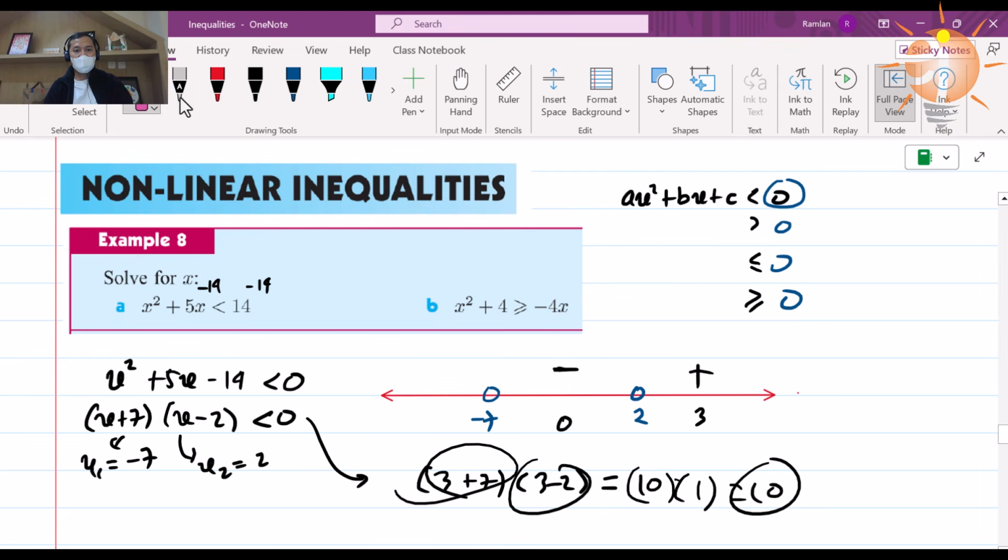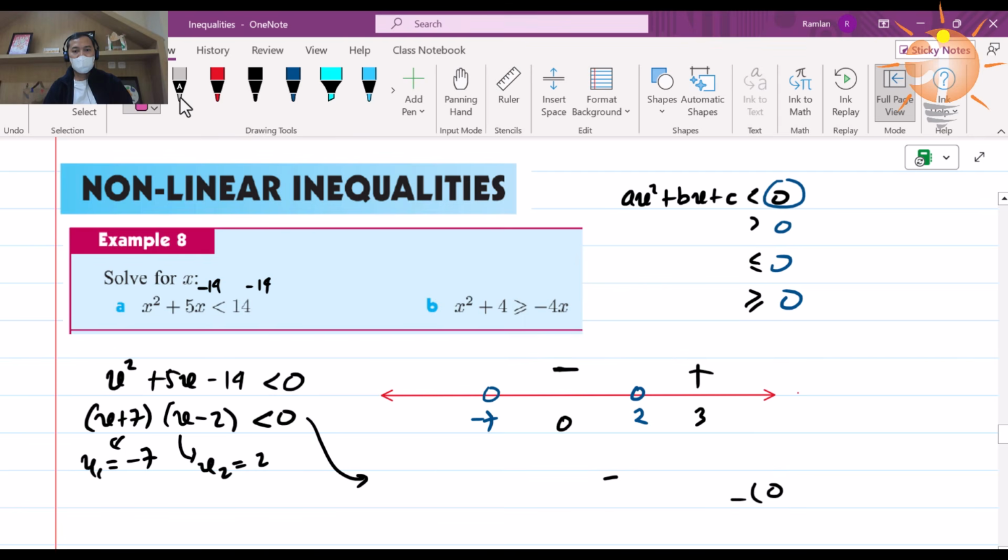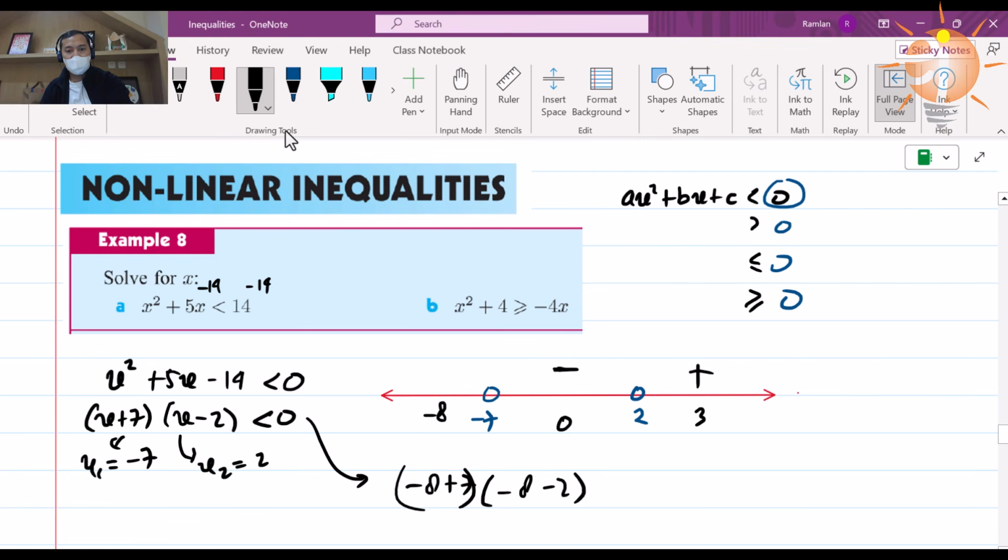Okay. Now the last part is you haven't checked the left side, right? The left side is over here, right? So again, pick a number that is less than negative 7. For example, negative 8. I'm going to put the negative 8, and then I'm going to put it again here. That'll be negative 8 plus 7, which becomes negative 1, and negative 8 minus 2 is negative 10. See, negative 1 times negative 10 is 10, and you see that we can have another positive number, right?